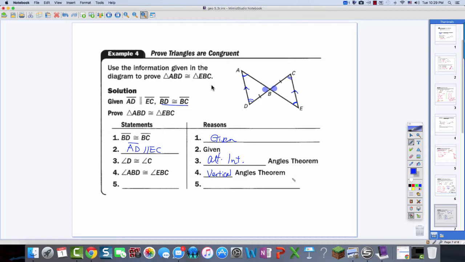So look, now we have one set of angles, a second set of angles, and do we have a side? We have a side. So now let's look at this sequence. I have one angle, side, and angle. So therefore I can draw the conclusion by angle-side-angle, the ASA congruence theorem. I can state that triangle ABD is congruent to triangle EBC. That's the reason.